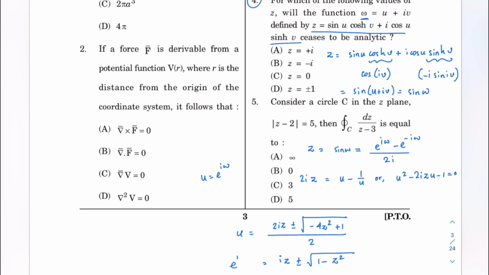So this is e to the power iw. So w is given by minus i log of iz plus minus square root of 1 minus z square. The function w ceases to be analytic when z equal to plus minus 1 due to the branch cuts of this log function. So option D is the correct answer.